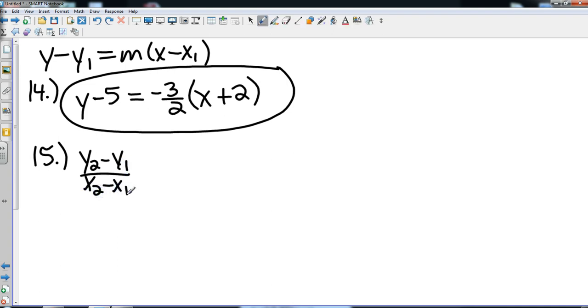So in this case, what's the y value of our second point? 11. What's the y value of our first point? 5. X value of our second point? -4. And x value of our first point? 2. What's 11 minus 5? And what's -4 minus 2? Okay, so if my slope is 6 over -6, what does that simplify to? -1.